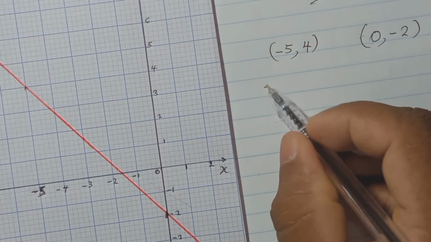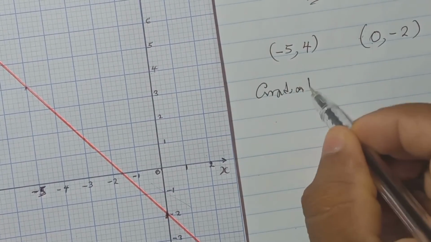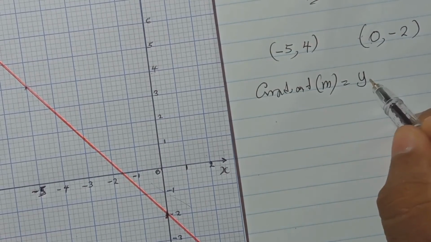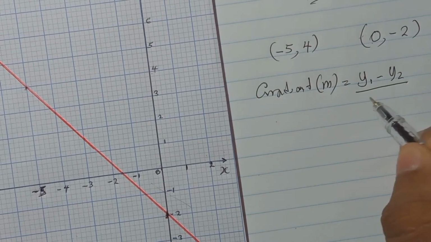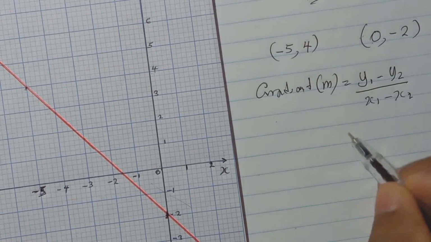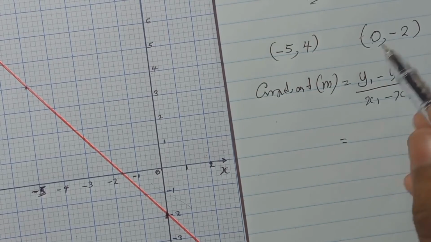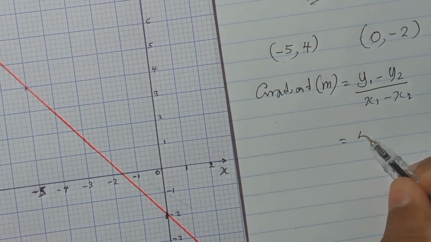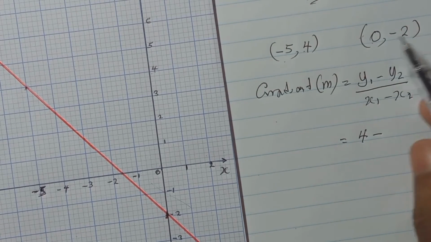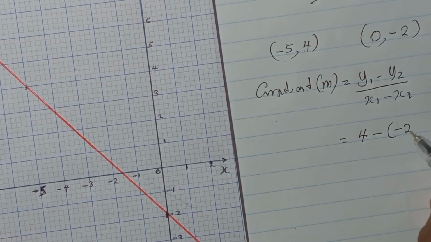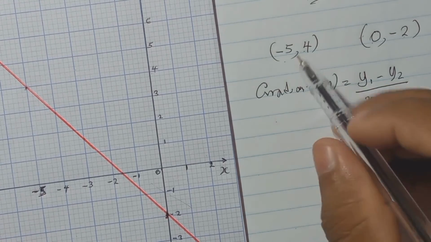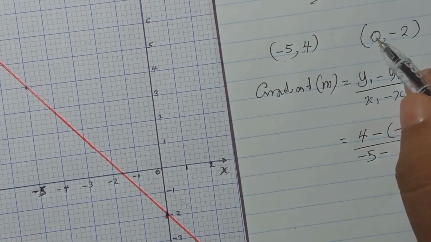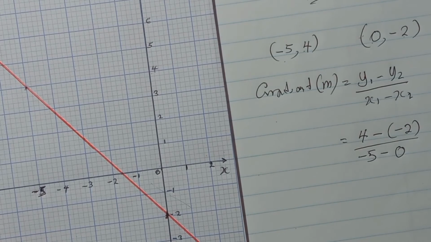Then now you need to find the gradient using these two points. Let's find the gradient, or we can call it m. How to find it? Write the equation y1 minus y2 over x1 minus x2. Now from the y value subtract the y value, from the x value subtract the x value. So I will write here 4 minus, this also is a minus value, so I need to write within the bracket -2, over, from this x value here -5 subtract, here the x value is 0.